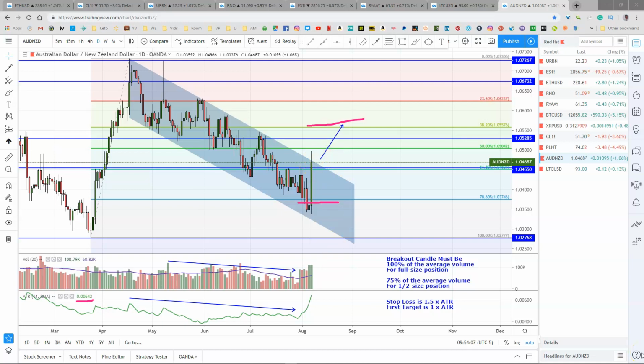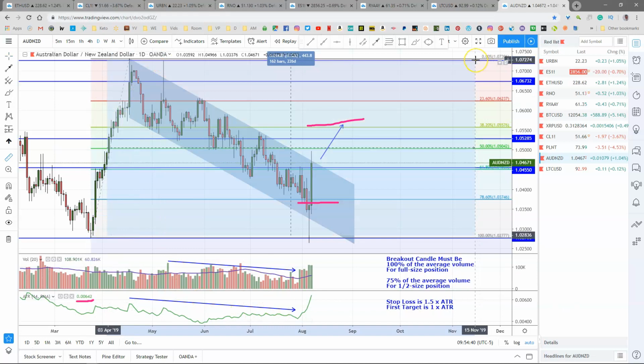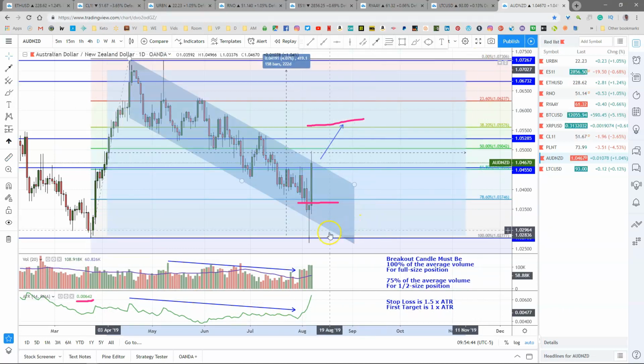I would take half of the position off when it hit the first target and move the stop to break even on the second half. I would then close the second half as suggested by the strategy. So in this case, we would want to measure the flagpole here at 440 pips. So our target would be from the bottom of the flag, again, 440 pips. So our target would be right here at the top of the flagpole.